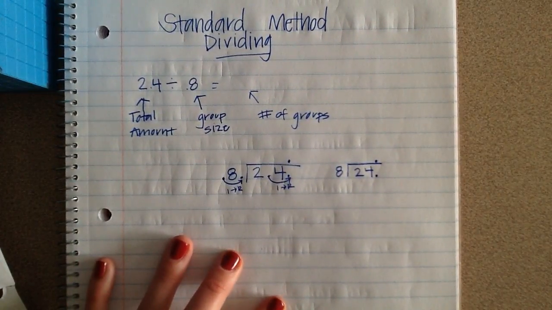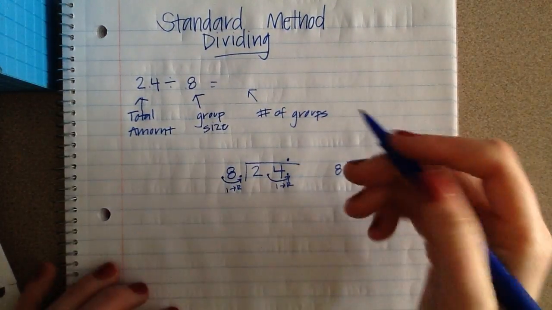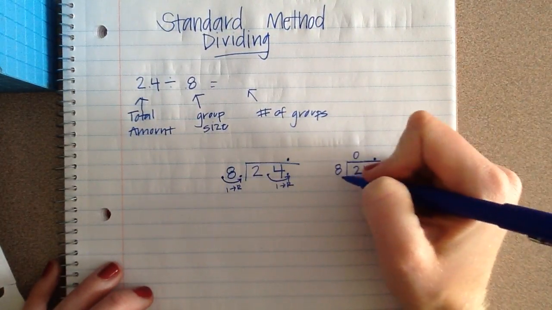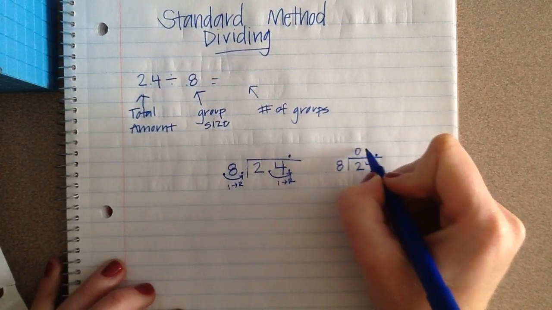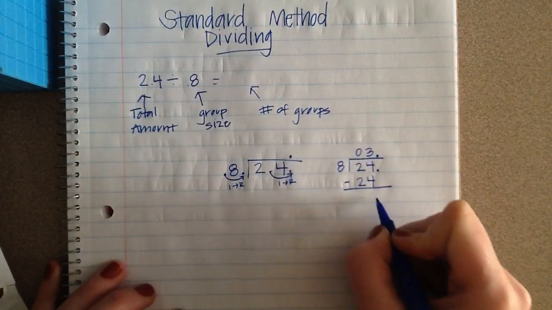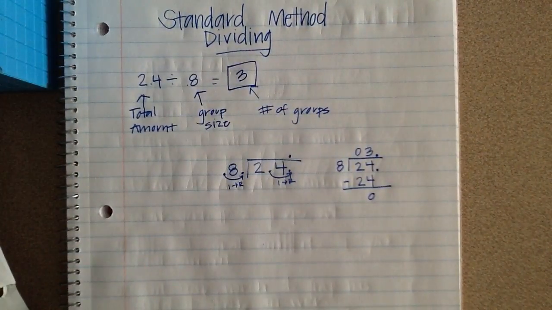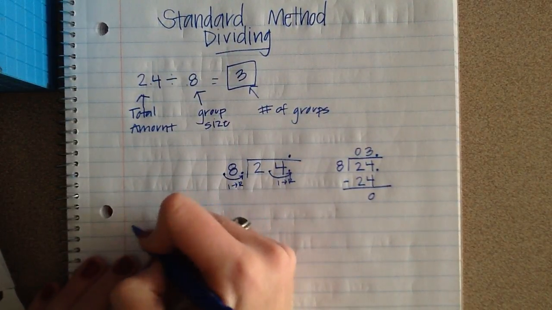Now I'm going to completely ignore the decimal. Does 8 go into 2? No. Does 8 go into 24? Yes, 3 times. My answer is 3.